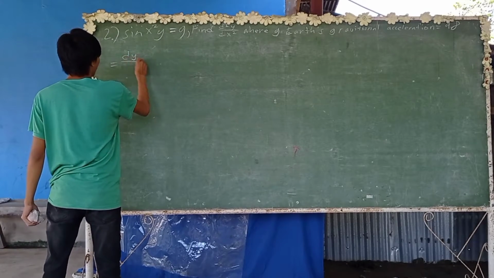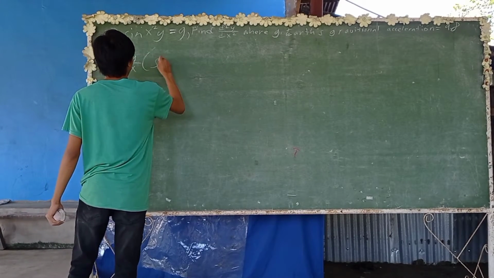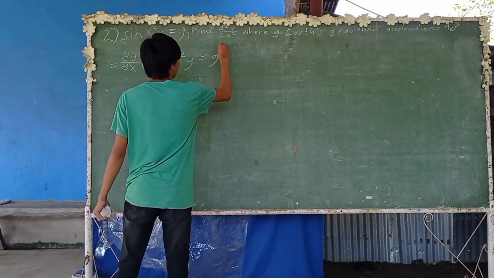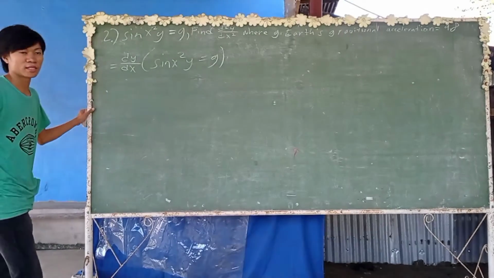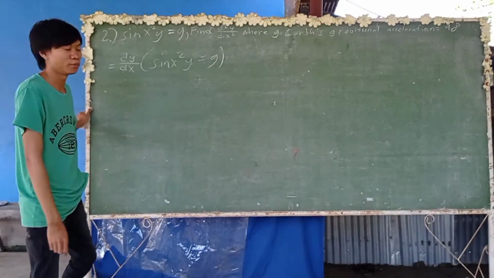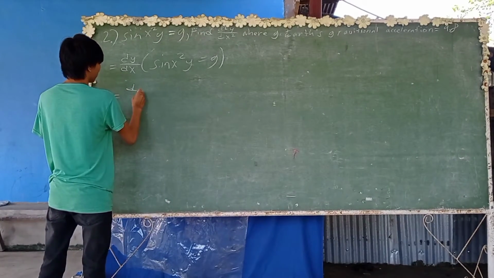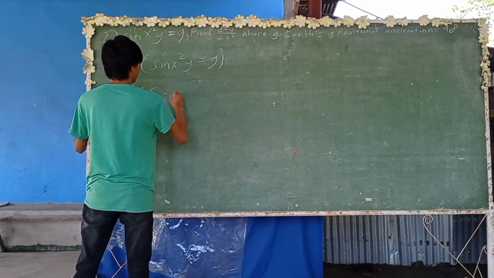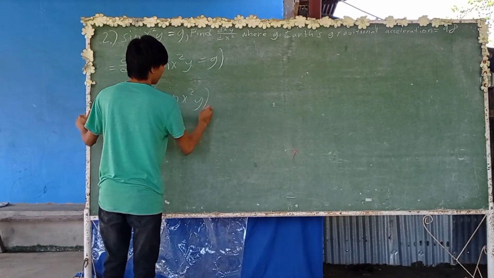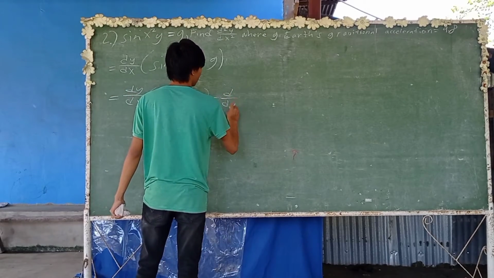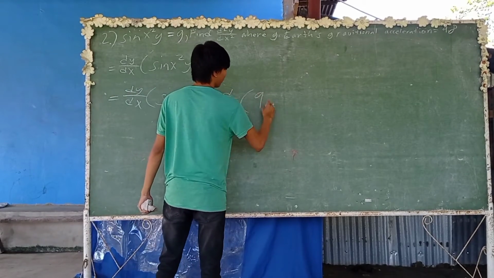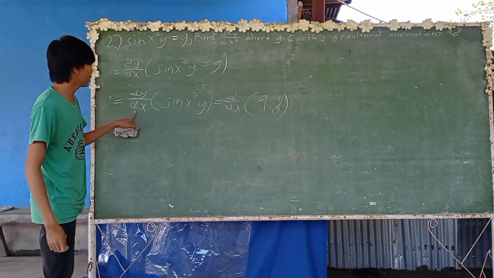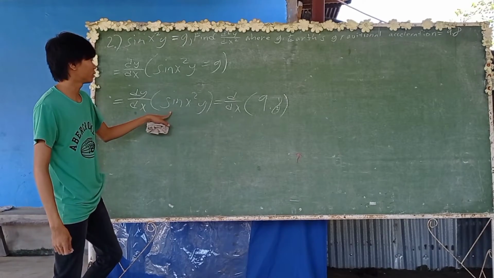dy over dx of sin(x squared y) is equal to g. The next process is to take the derivative of each term. So d over dx of sin(x squared y) is equal to d over dx of 9.8. Then the next process is to take the derivative of sin(x squared).